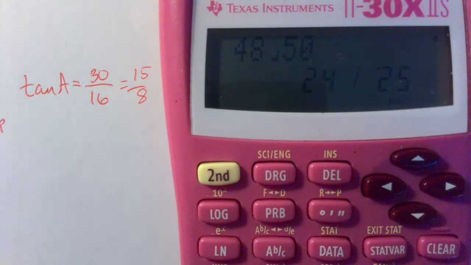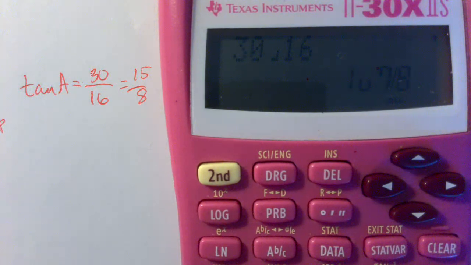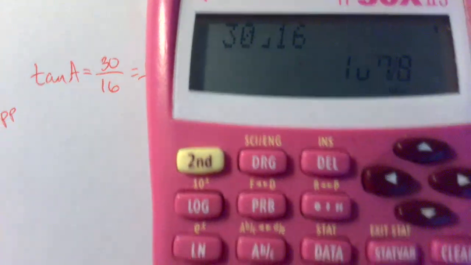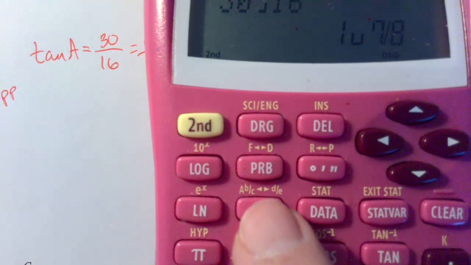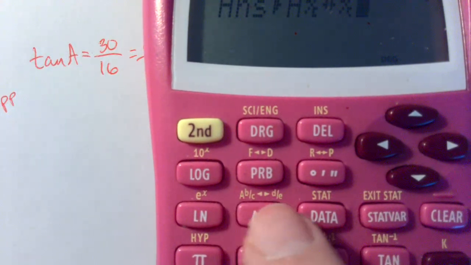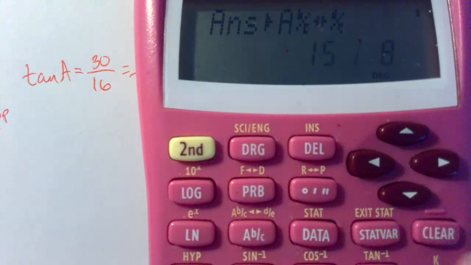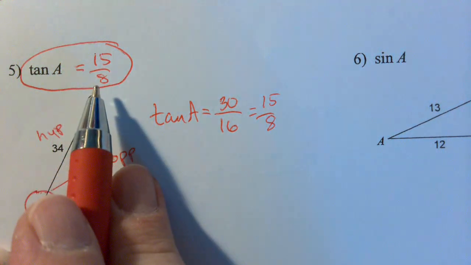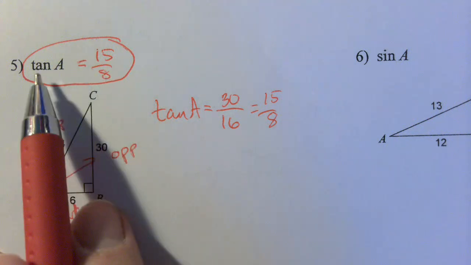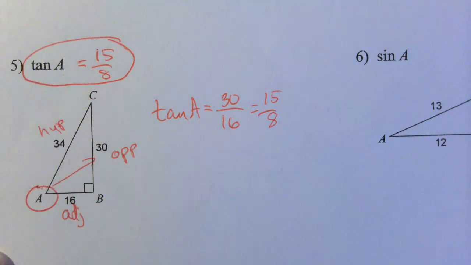If I type in 30 fraction 16, and I hit enter or simplify, I get that mixed number, and I want to hit second and the key that says ABC to DE, which is improper to mixed, mixed to improper, and it's going to change it back to the 15/8. So I'm probably just going to put my answer up here, make it a little easier. So tangent A is 15/8.